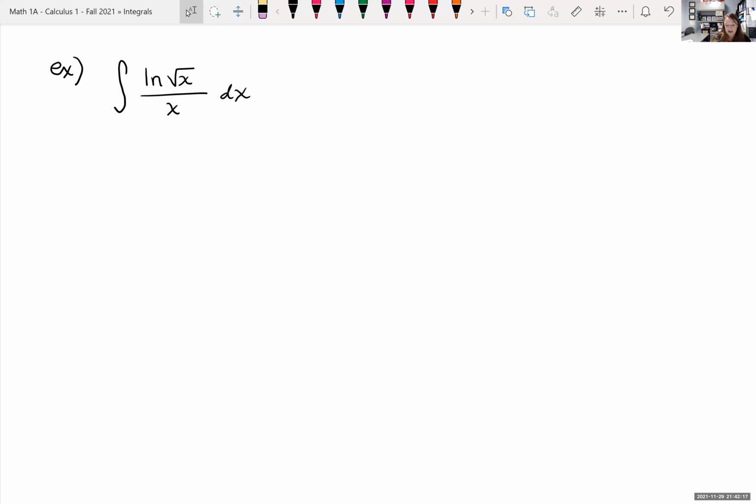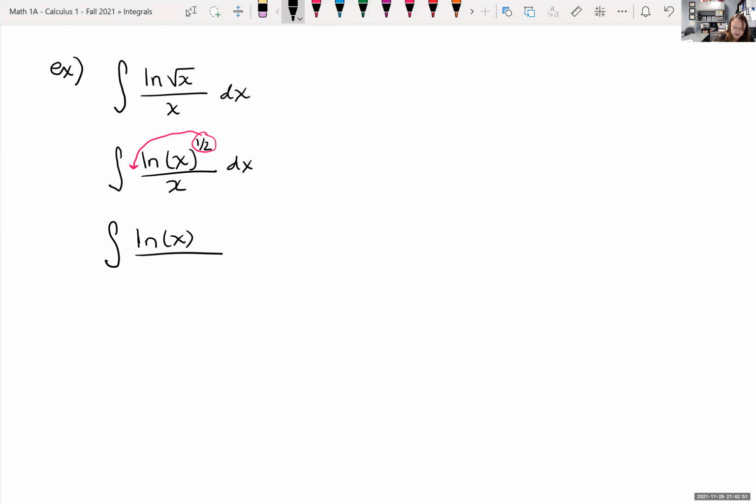Okay, so we have the integral of the natural log of the square root of x all over x dx. We do not know how to take the antiderivative of a natural log. I know that I could rewrite this a little bit, like this is the same thing as the natural log of x to the 1/2 power all over x dx. I can use my properties of logs and I can bring my exponent down front. So I could rewrite this as the integral of natural log of x all over 2x dx.